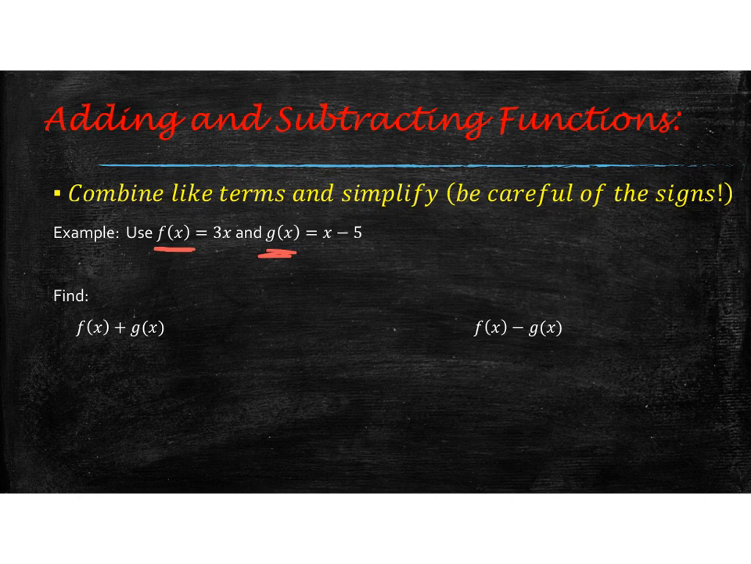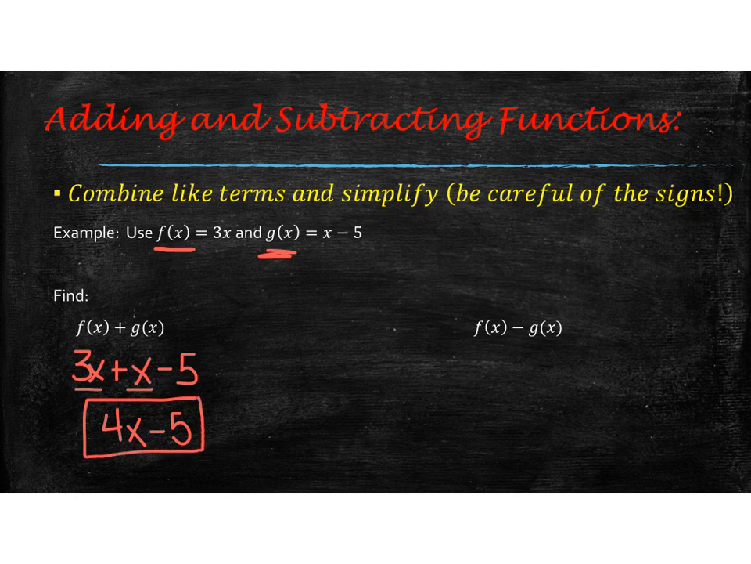Now, what we're going to do on this is we're going to take f of x and we're going to add g of x to it. When you do that, you're just taking that f function, 3x, and you're going to add to it the g function, which is x minus 5. And then you're going to just look for similar terms or like terms. So 3x plus x is 4x, and then you have minus 5. That's simplified, so that's your answer.